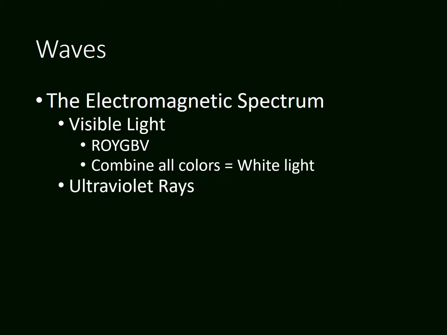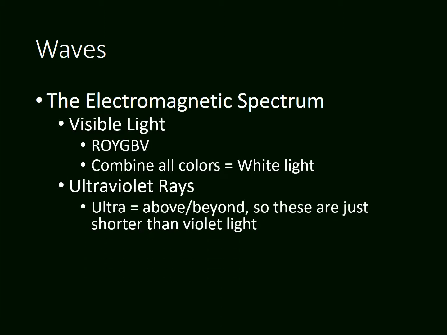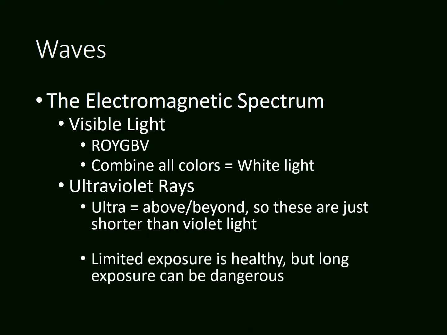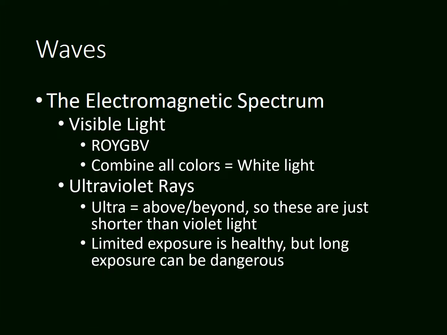Moving further up, we get to ultraviolet rays. Ultra means above or beyond, so these are a little bit shorter than the violet end of the visible light spectrum. Ultraviolet, even limited exposure, is good. That's how we actually produce vitamin D in our bodies. We need that ultraviolet exposure to be able to produce enough vitamin D. And lack of vitamin D can lead to things like depression, so we want to make sure that we are getting some UV radiation. But we all know about cancer and skin cancer, so we all know that it's important to limit our UV exposure.